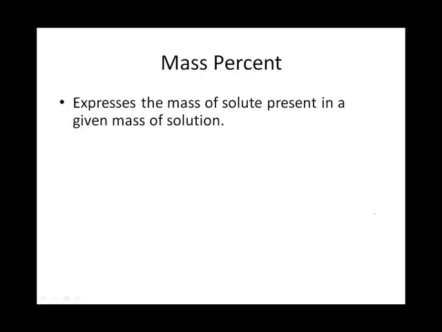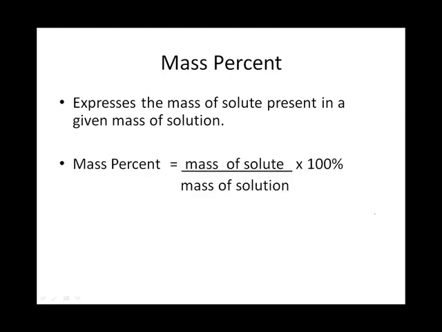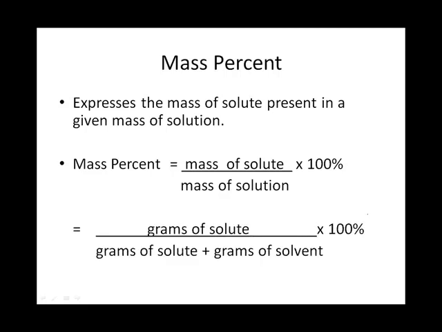Mass percent. This expresses the mass of a solute present in a given mass of solution. In this case, here is our formula. Mass of solute over mass of solution times 100 will give us our mass percent. In other words, our grams of solute divided by the grams of solute plus grams of solvent times 100 will give us our mass percent.